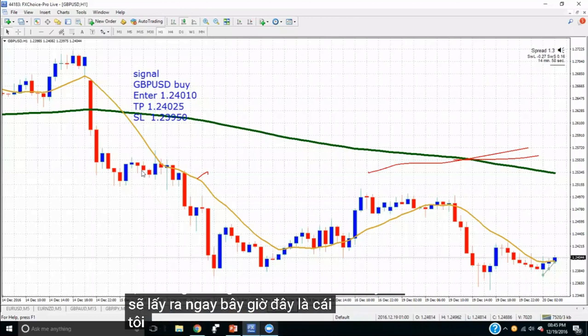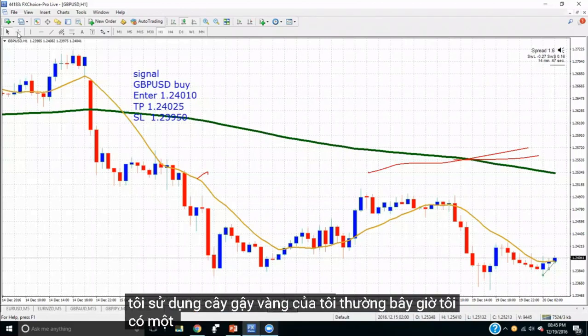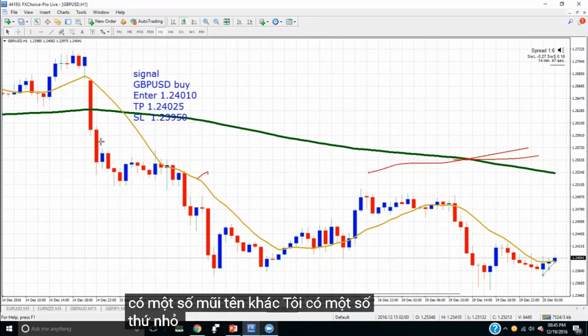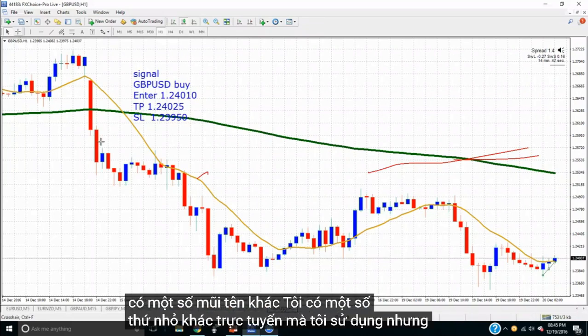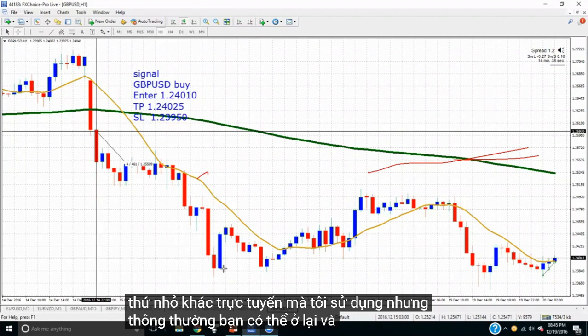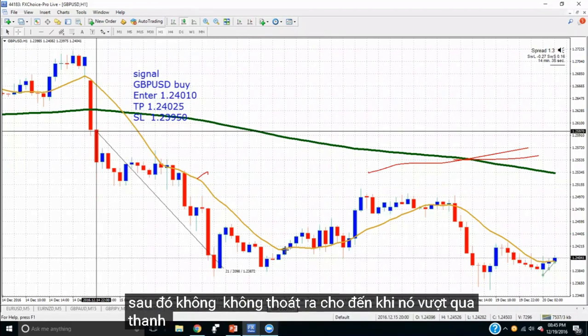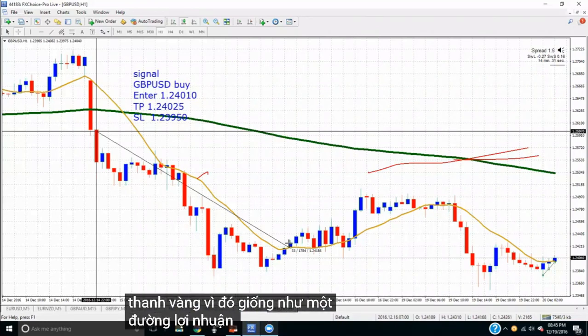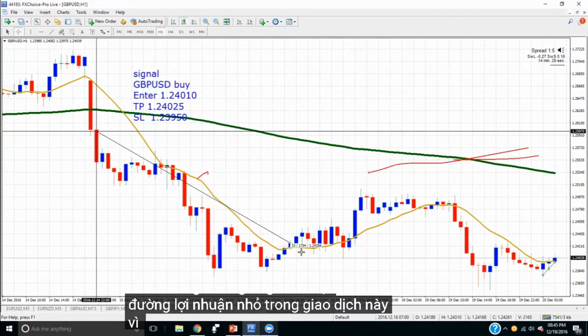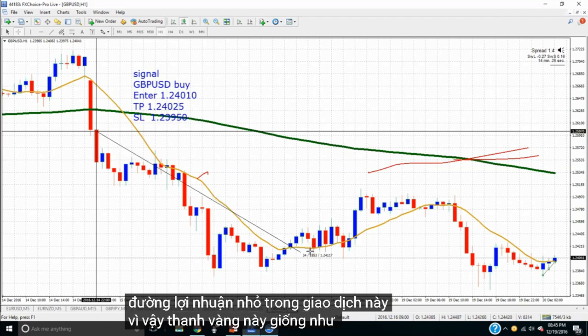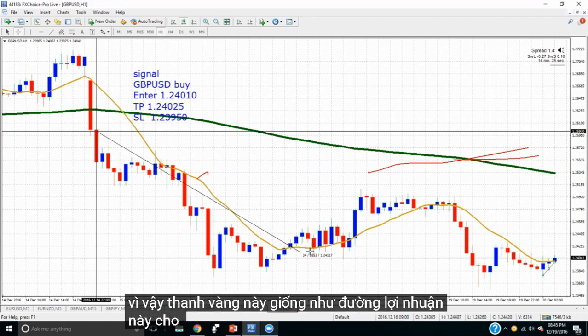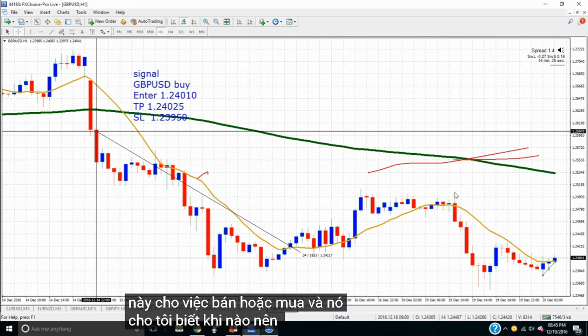Now, this is what I use my goldenrod for. Typically, now I do have some other arrows. I have some other little things on mine that I use. But typically, you could have stayed in and then didn't get out until it crossed the goldenrod, because that's like a mini profit line within this trading. So this goldenrod is like this profit line for the sell or for the buy, and it lets me know kind of when to get in and out.